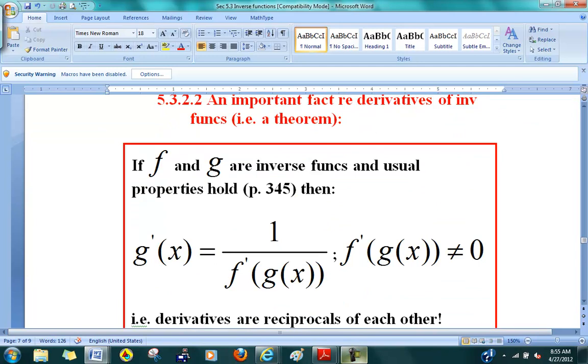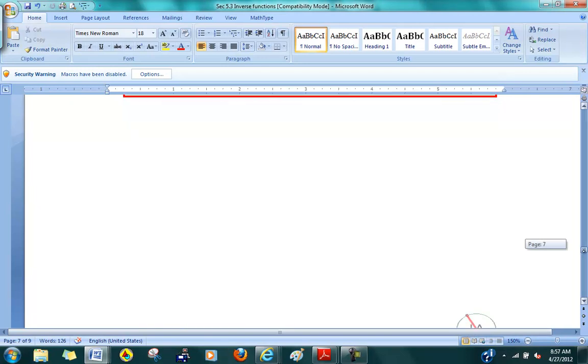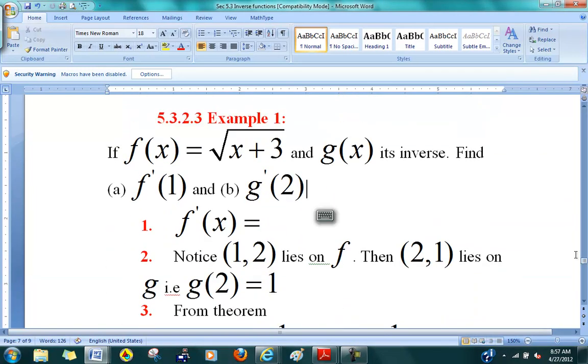Okay? So get this down, and then we've got two problems to do. Okay, moving on to an example. Okay? So here's the example. And so listen up, okay?